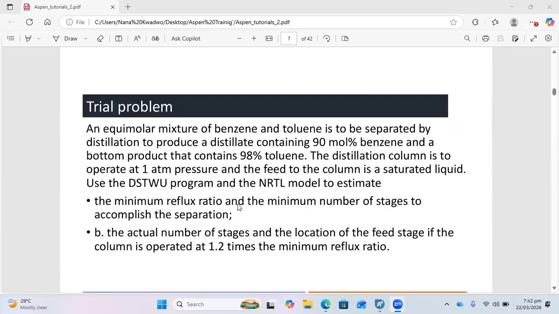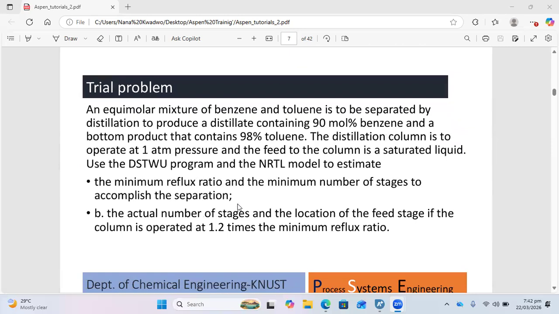Okay. So we want to look at how we can use the DSTWU by looking at this example. The question says that an equimolar mixture of benzene and toluene is to be separated by distillation to produce a distillate containing 90 mole percent benzene and a bottom product that contains 98% toluene. The distillation column is to operate at 1 atm pressure, and the feed to the column is a saturated liquid.